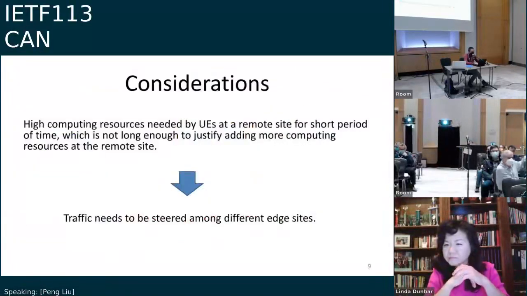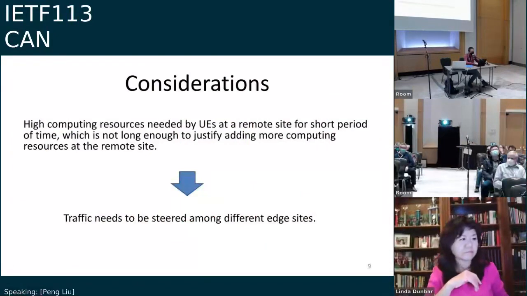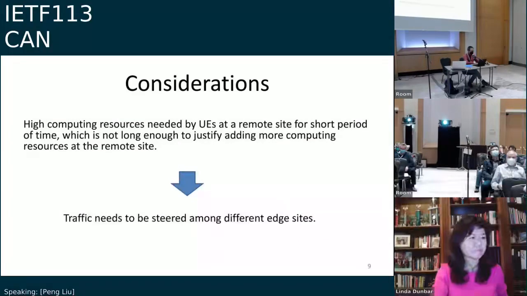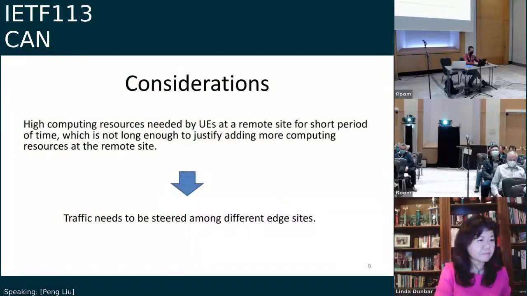Okay, from the above three slides, we get the first consideration. High computing resource is needed by UEs at a remote site for a short period of time, which is not long enough to justify adding more computing resource at the remote site. So the traffic needs to be steered among different edge sites. Okay, next, please.